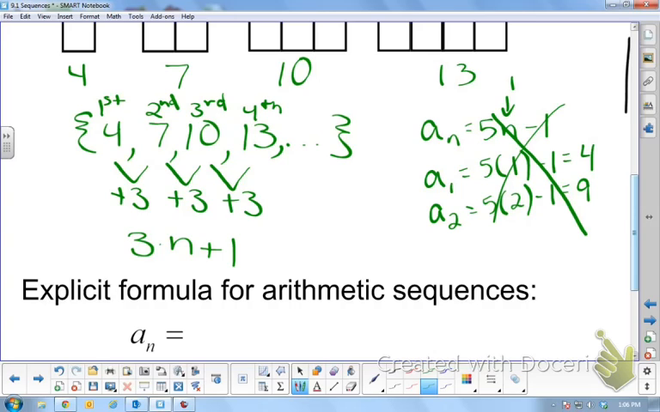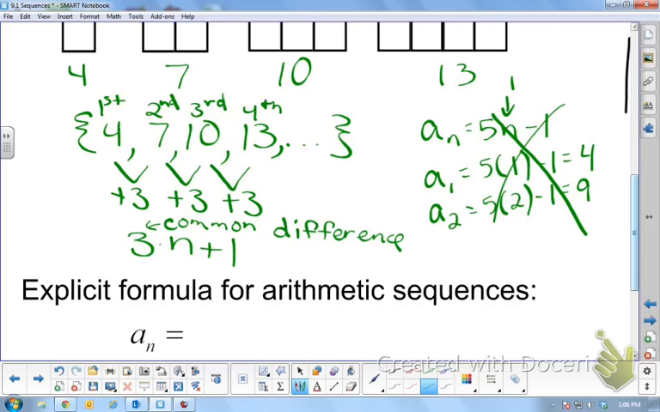So we call this 3 the common difference. Fancy math term for how much you added by every time. And we call this kind of sequence an arithmetic sequence, as in we're adding the same amount every time.